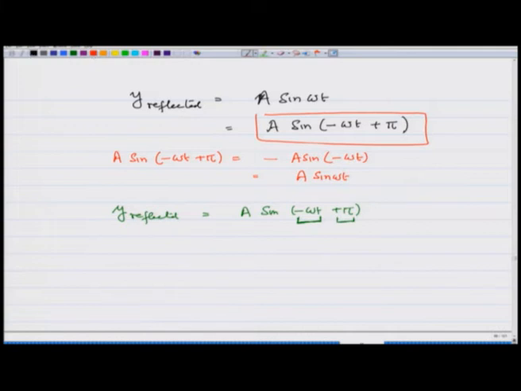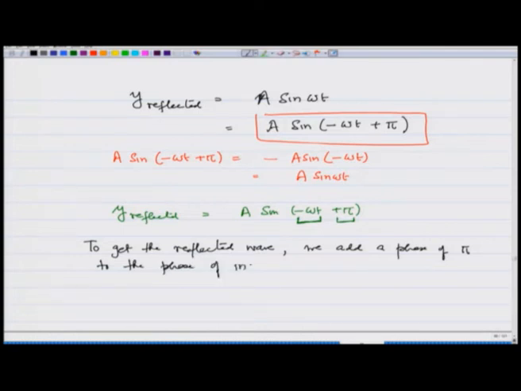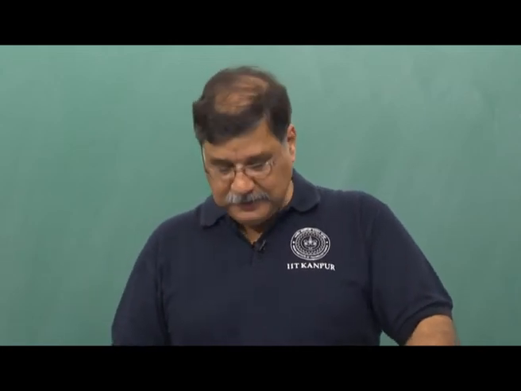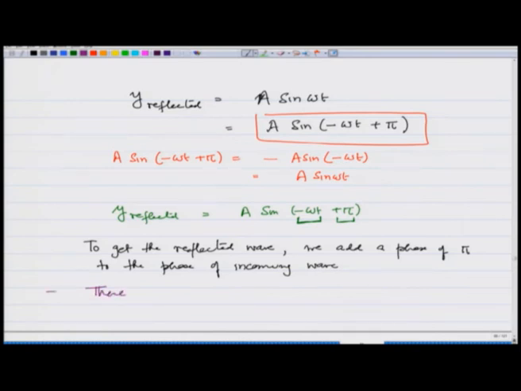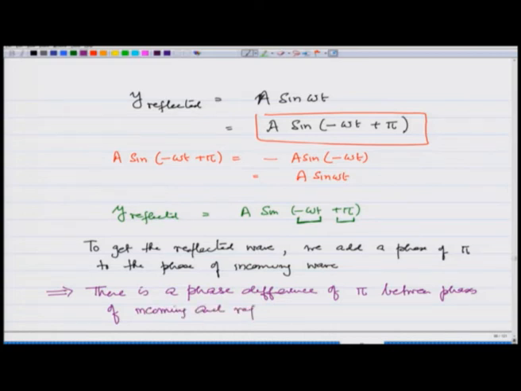So, let me write that. To get the reflected wave, we add a phase of pi to the phase of the incoming wave, and this is only for when the reflection is from a hard wall. So, there is a phase difference, right? There is a phase difference, which implies that there is a phase difference of pi between the phases of incoming and reflected waves when the reflection is from a hard wall.